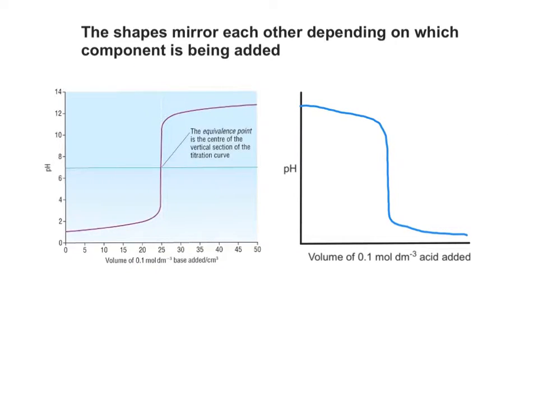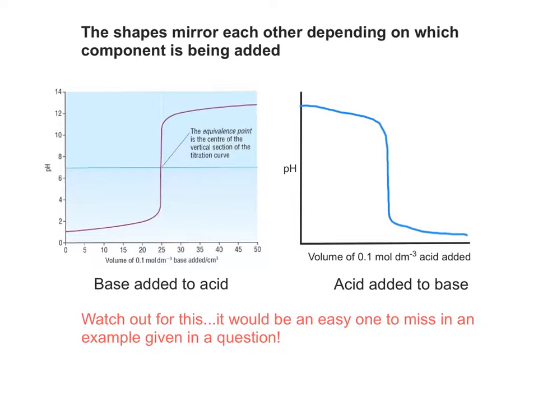So as you'd expect as well, if you had the acid being added instead, it would form a similar shape but the mirror image. So obviously it's a good idea to watch out for this if you're given an example of a pH curve in a question. They'd expect you to be able to spot which component is being added to which by the shape of the curve. And just to quickly recap on the equivalence point in the vertical section, I've labelled them there for you so you can see how they can apply to the second version, where the acid is added to the base.